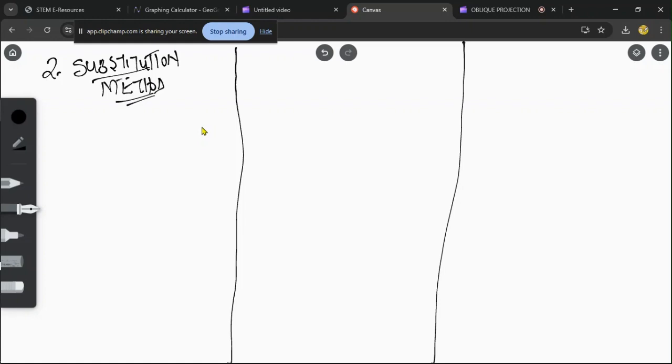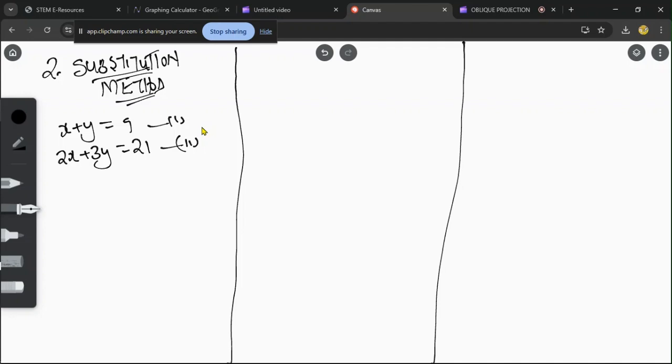Substitution method. The sum is x plus y is equals to 9, then 2x plus 3y is equals to 21. In substitution, label this one as equation 1 and label this one as equation 2. You begin by labeling that.